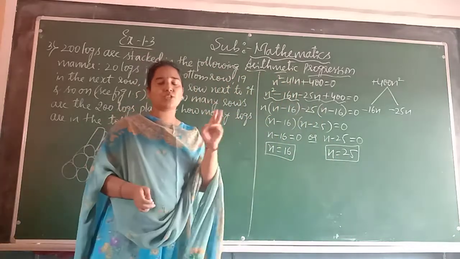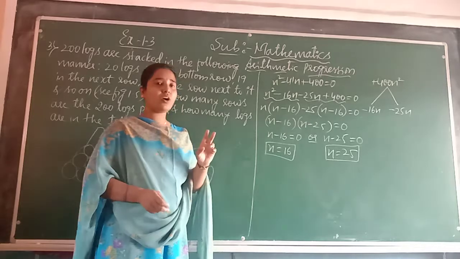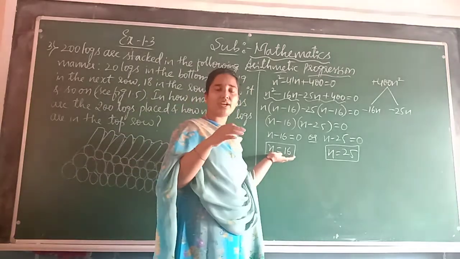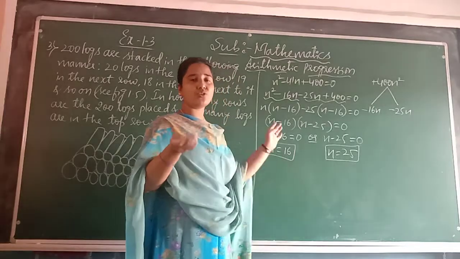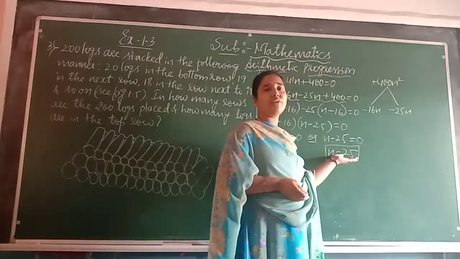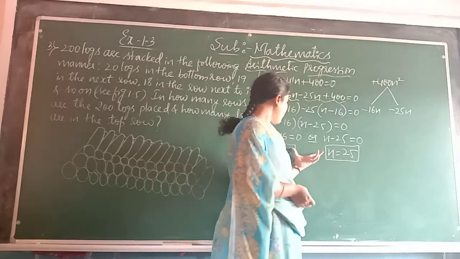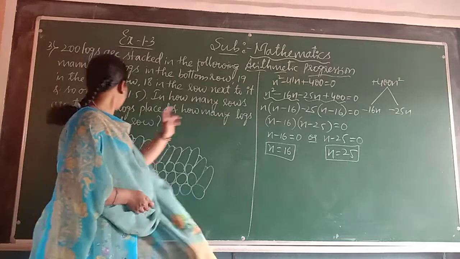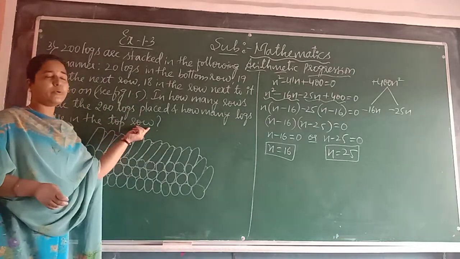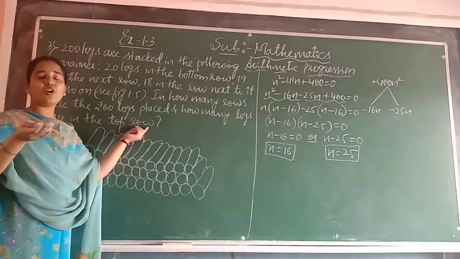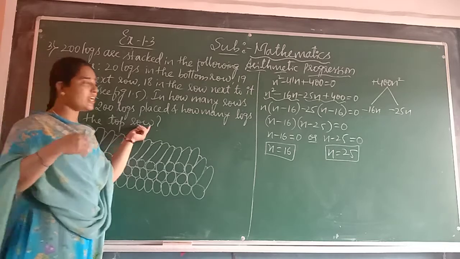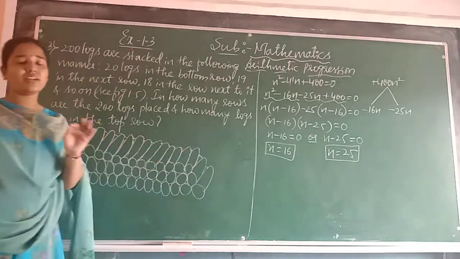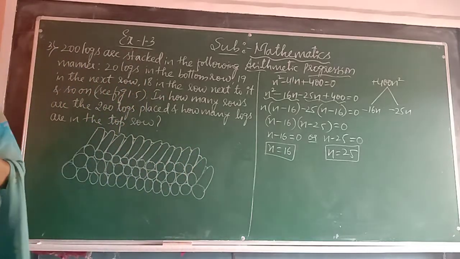Here two possibilities, two positive values we got. Either 16 rows we will get 200 logs or we can arrange 200 logs in 25 rows also. Now what they asked again, see how many logs are in the top row. In 16th row how many logs are there we have to find, and in 25th row how many logs are there, that one also we have to find now.